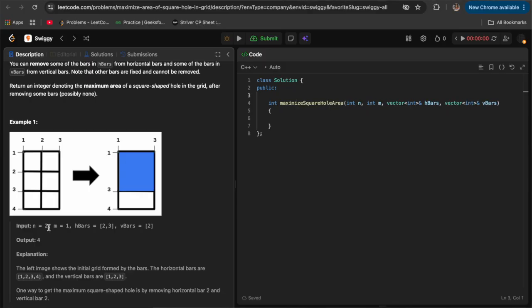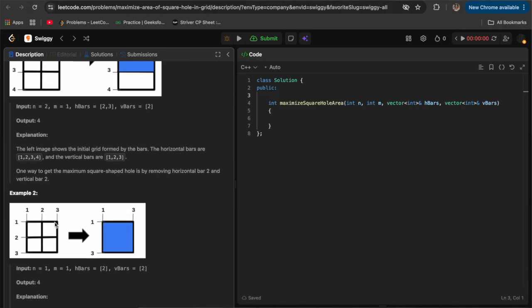So basically we can remove every horizontal bar that they have given in H bar. I can remove every vertical bar that they have given in V bar. If I remove one horizontal bar, it holds for every vertical bar. And if I remove one horizontal bar and one vertical bar, it holds for every horizontal bar. Okay, I think you understood it. So how can we do this?